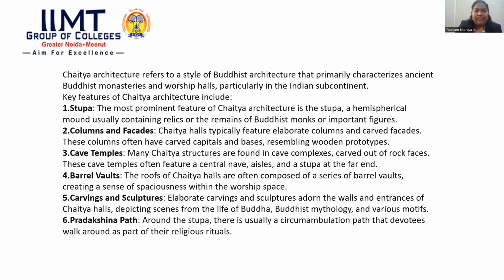So there are also barrel vault roofs and the Pradakshina. Around the stupa, there is usually a circular path that devotees walk around as part of their religious rituals. So, Chaitya is basically for the prayer purpose, and every Chaitya has viharas also.